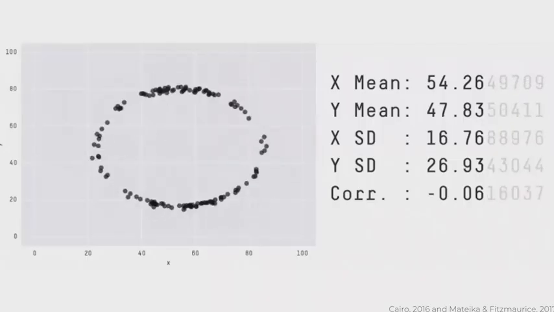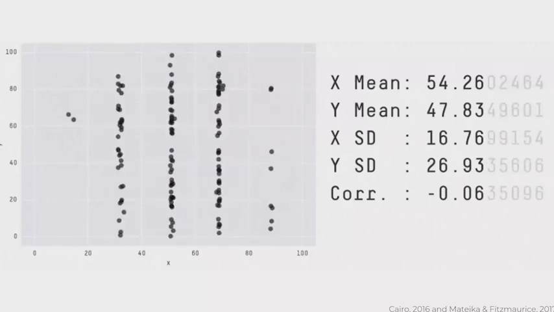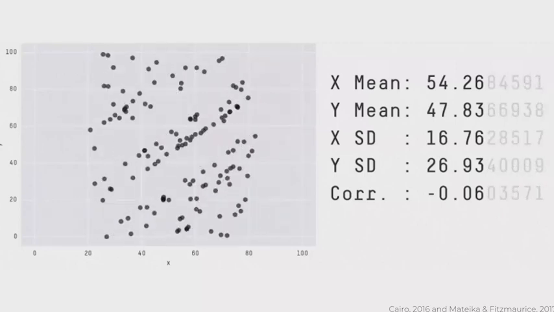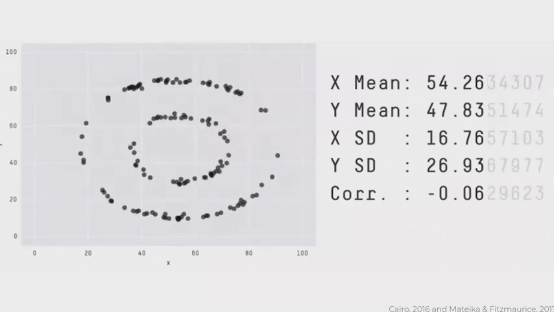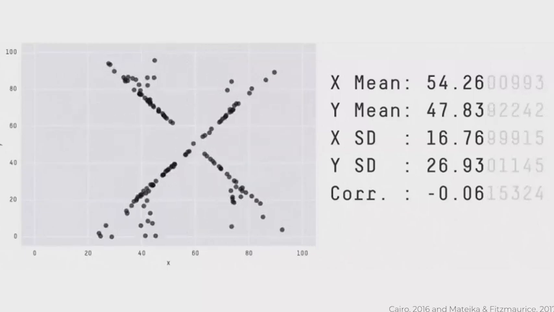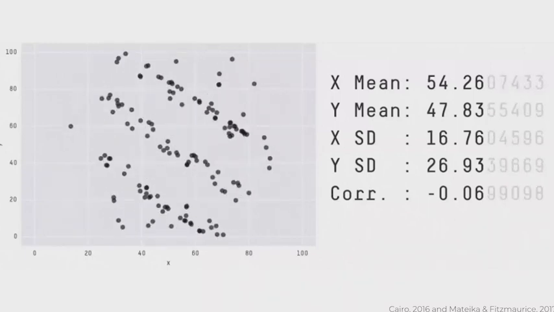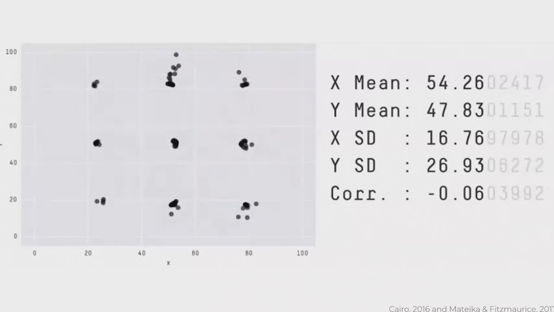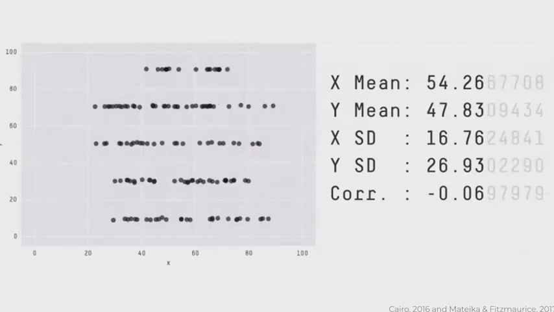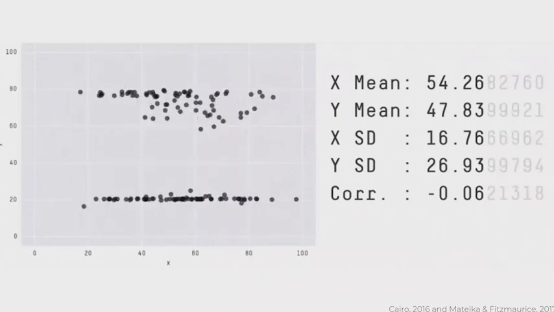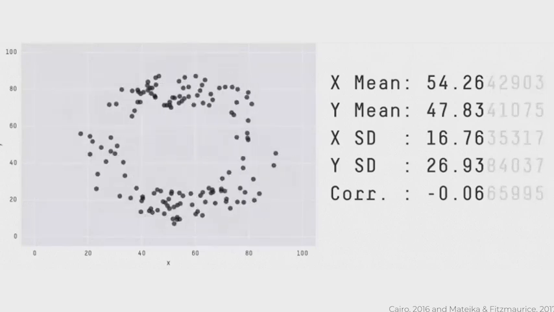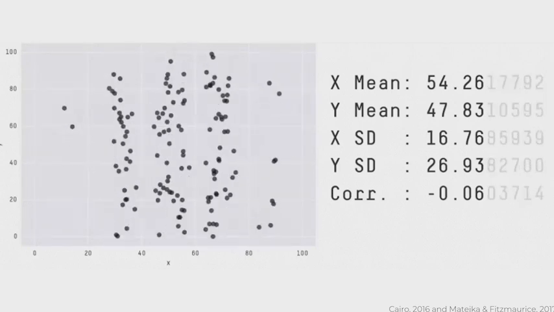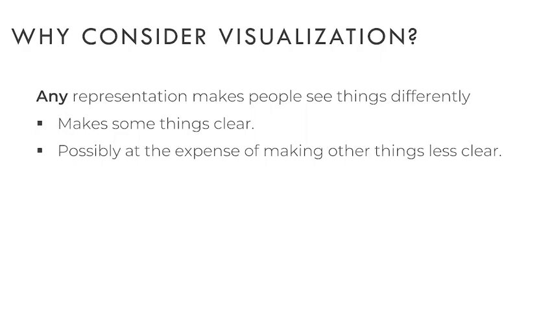There's a more recent example of this. These are different data sets that again share all the same basic statistic properties. But you can see that they have some other underlying aspects, right? There's a dinosaur in there as well, for instance. It's kind of a silly example, but it works to show that there are these assumptions that you have to understand. So why should we consider visualization?